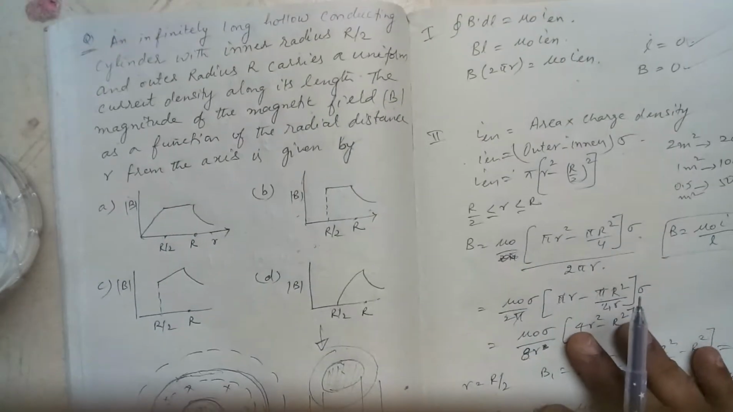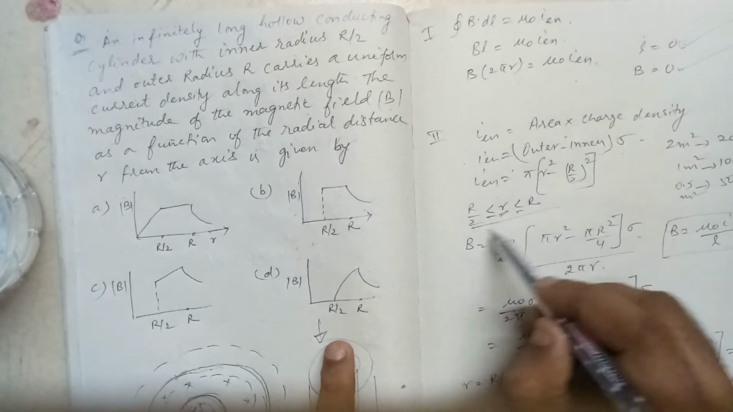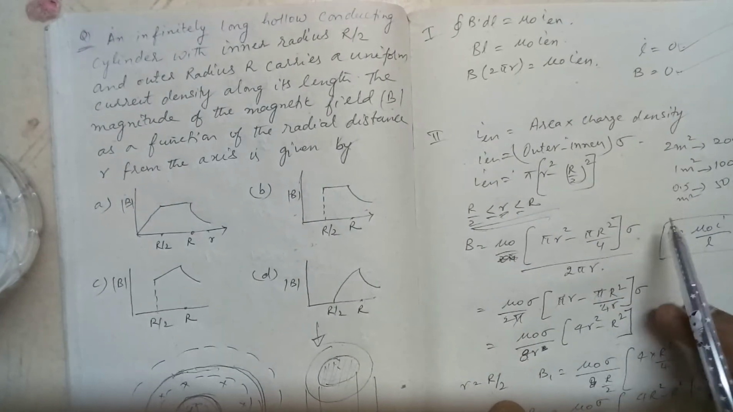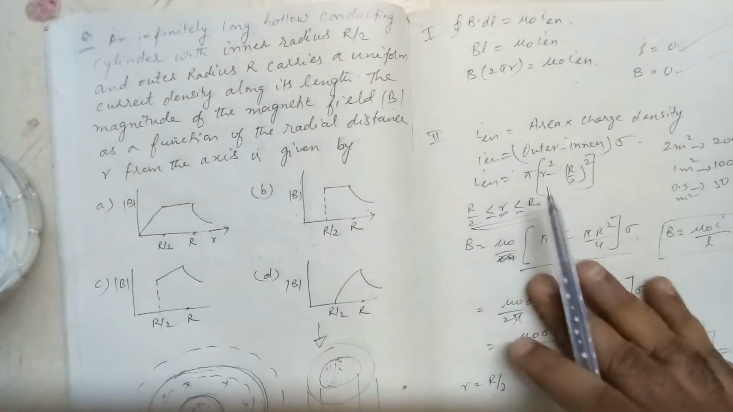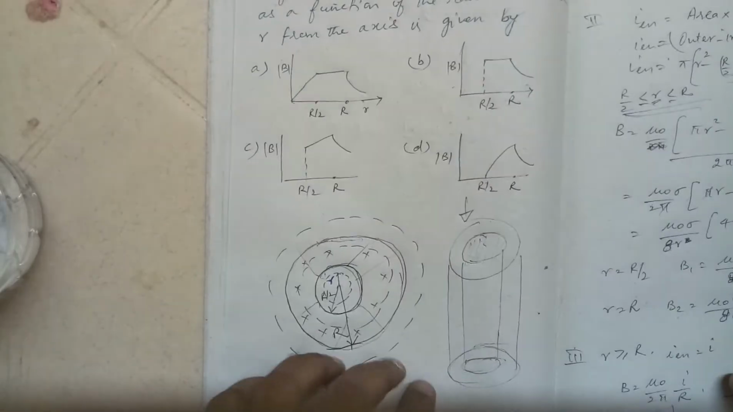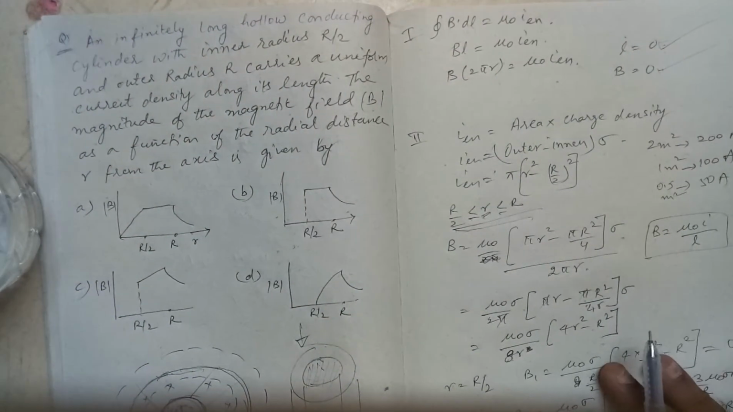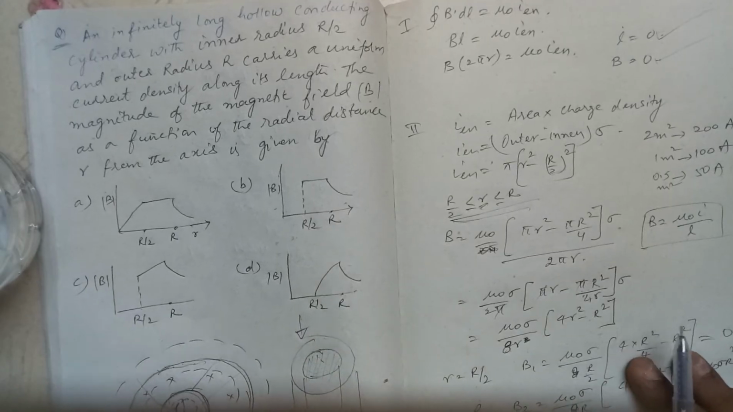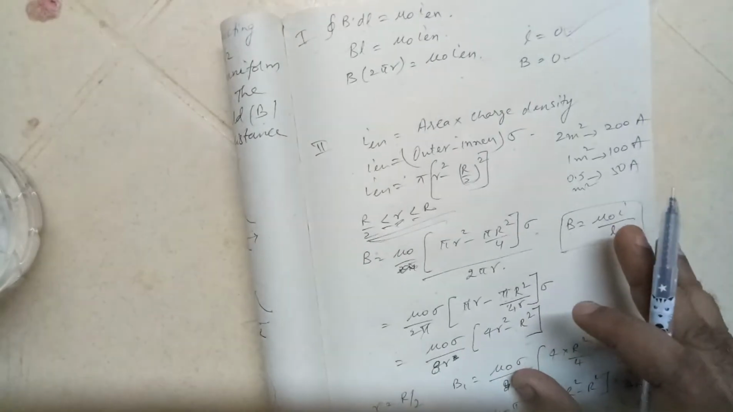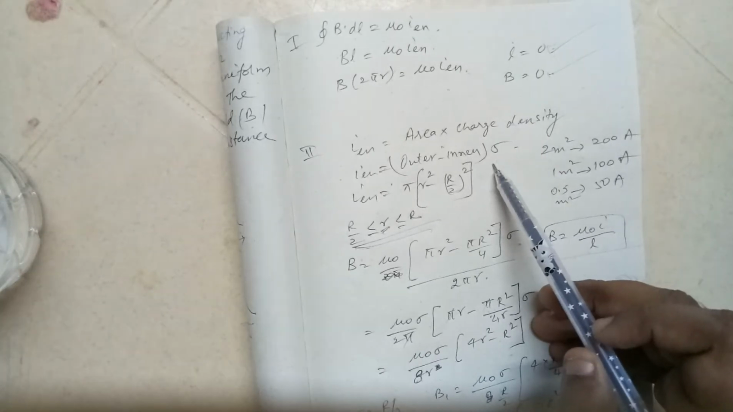Now let us come to the second part, that is between R by 2 to R. I have taken this small r in the range of R by 2 to R. So if I want to find out the I enclosed, like I told earlier, I need to find out this area, and multiply with the charge density. Because this charge density is proportional to the amount of area you take, that will be the total I enclosed. So what is the area? It is outer area minus inner area multiplied by the charge density.